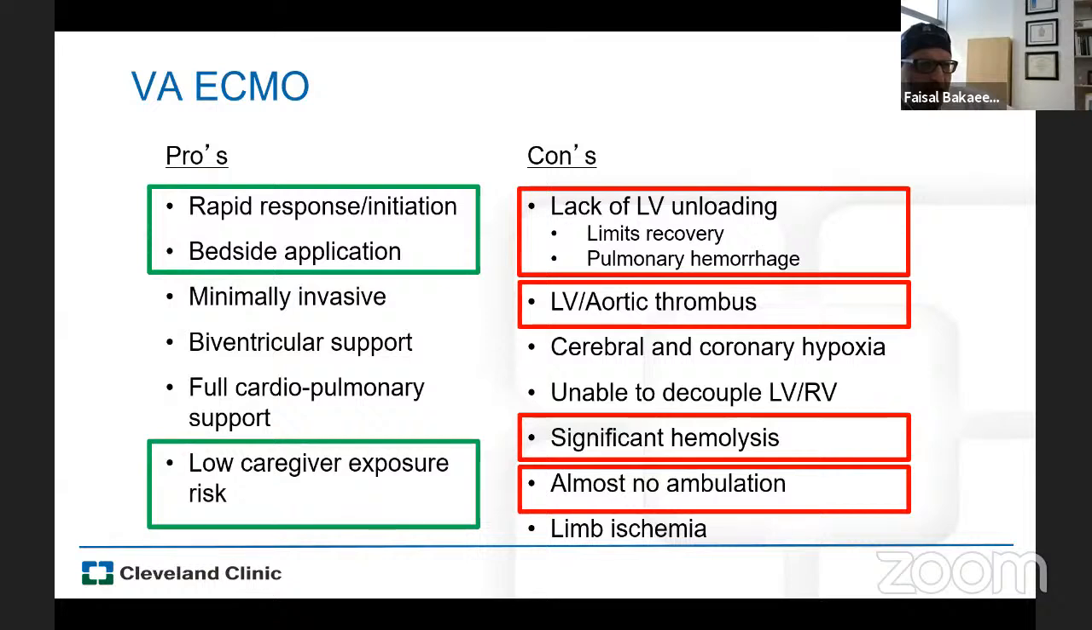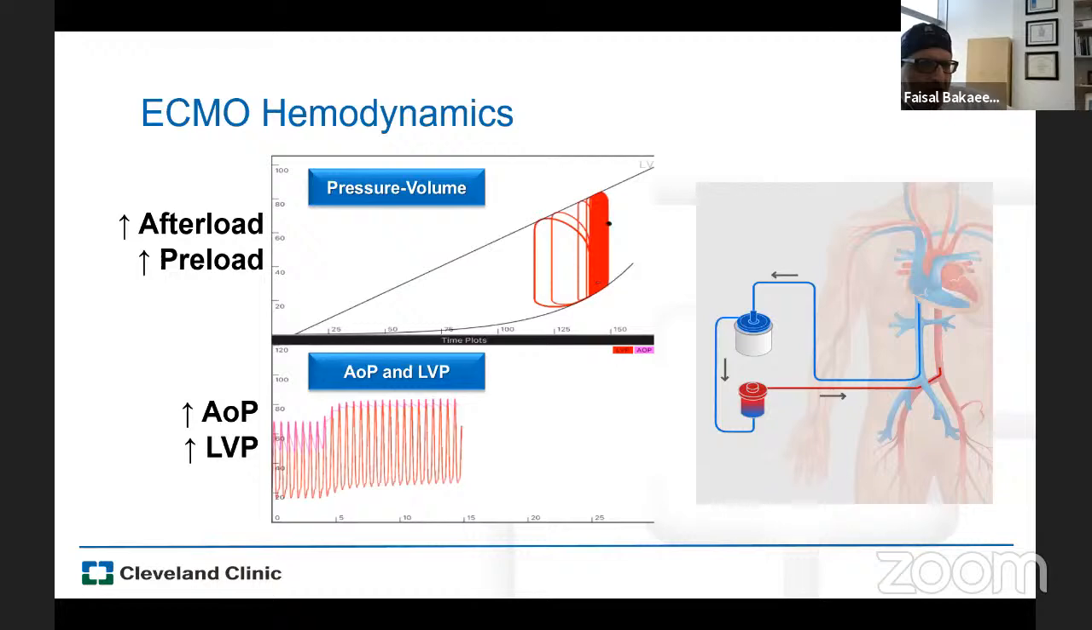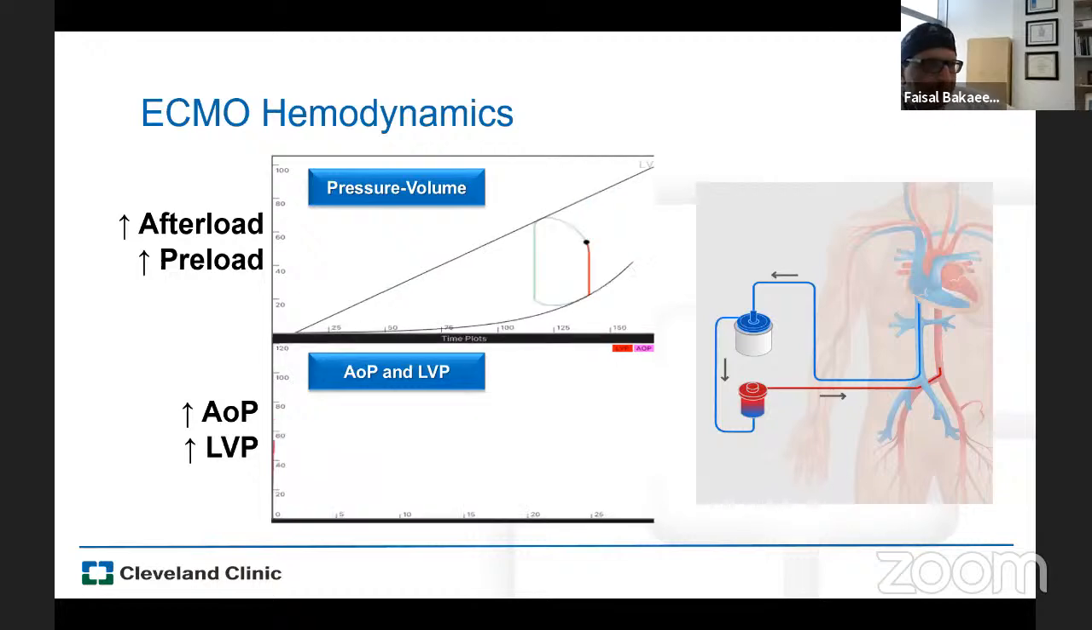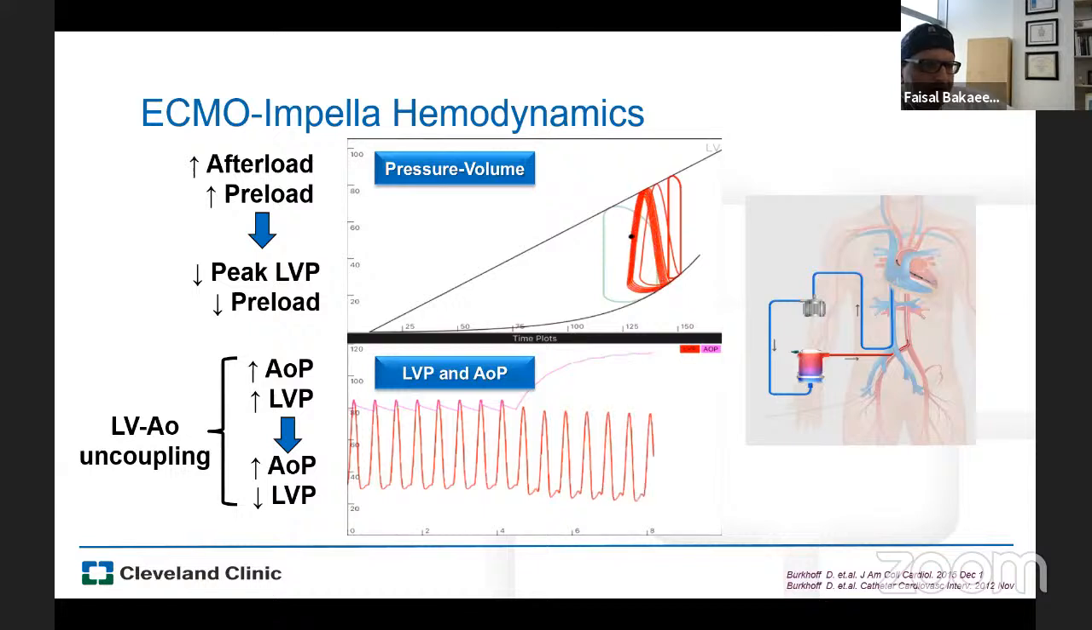Again, this is beyond the scope of this talk and we're running out of time, but there are pros and cons to using ECMO. This is a demonstration that the afterload and the preload increase with ECMO alone. So again, you preserve the cardiac output with ECMO, but you don't decompress the heart, so the recovery may not be optimal. When you use ECMO and Impella, you decrease the afterload and the preload, and you get a better chance of myocardial recovery.